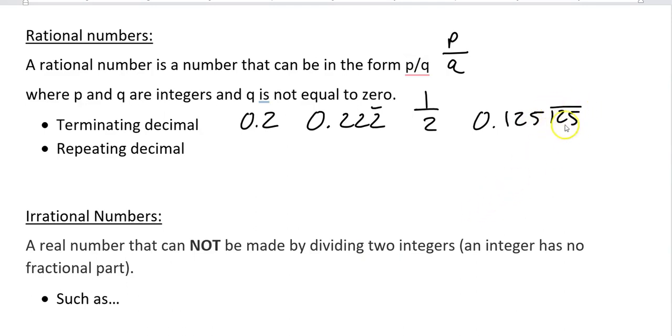Okay, or something that looks like 0.125, because notice that 125, it's going to repeat forever. We can kind of even show it like that. That's basically the little dot, dot, dot. That means forever. It's just going to keep going on and on and on.